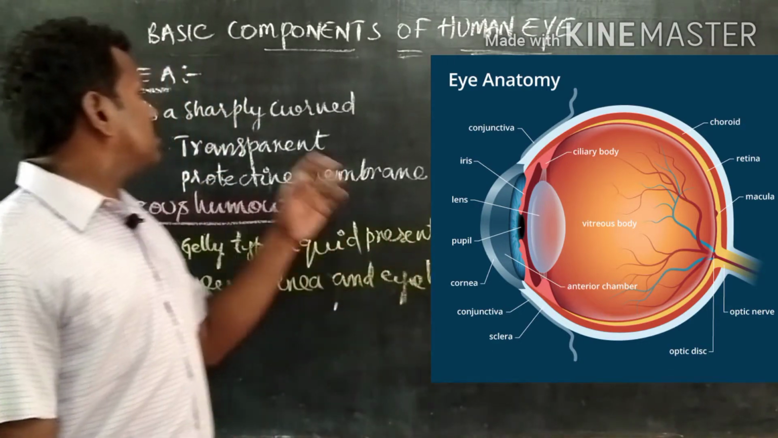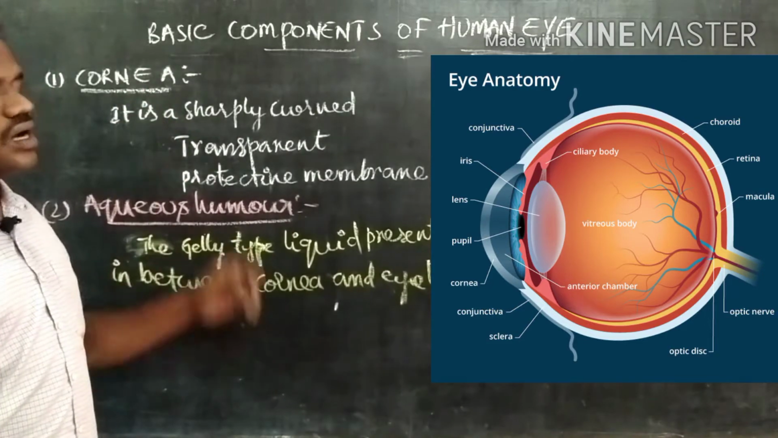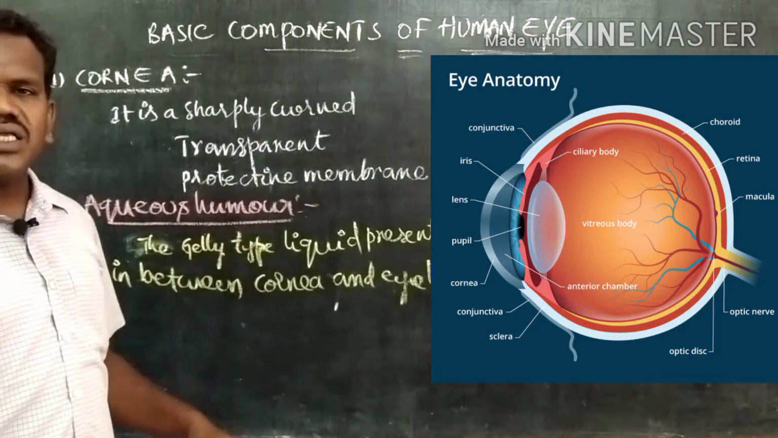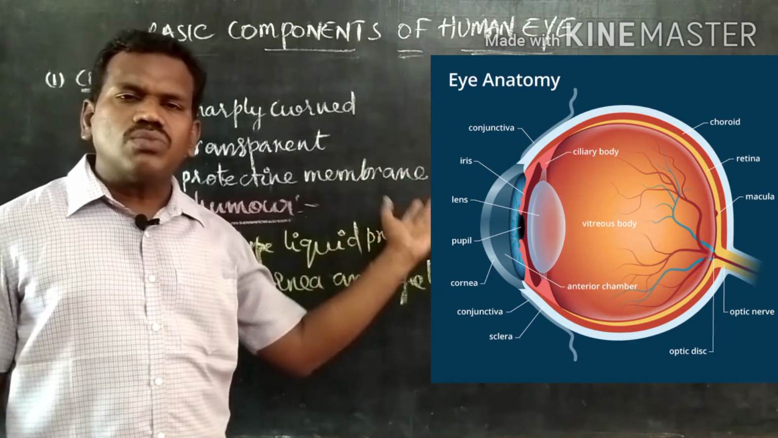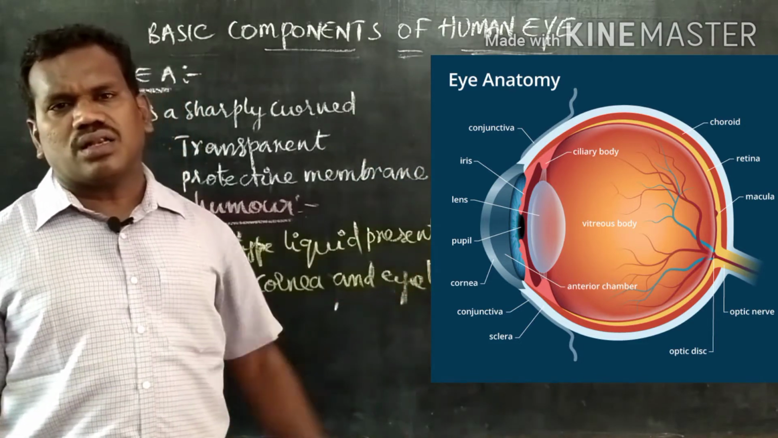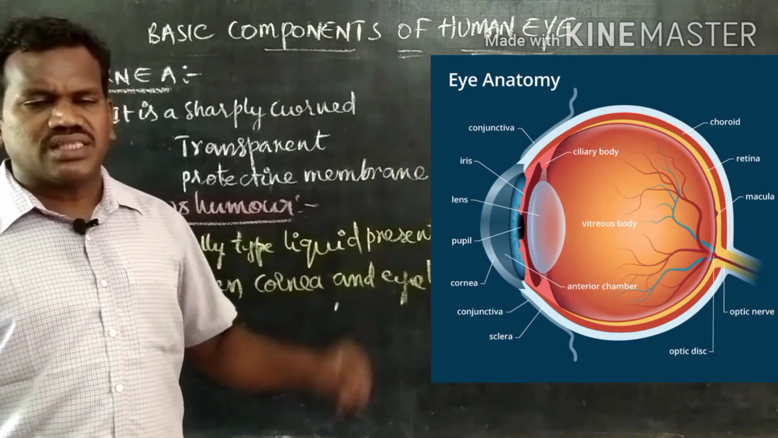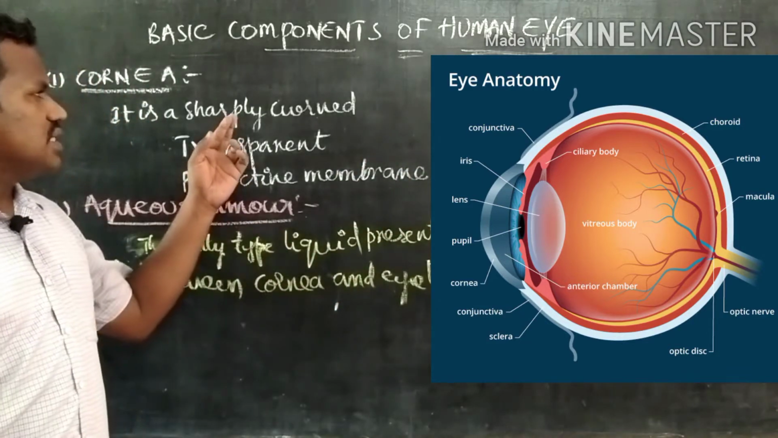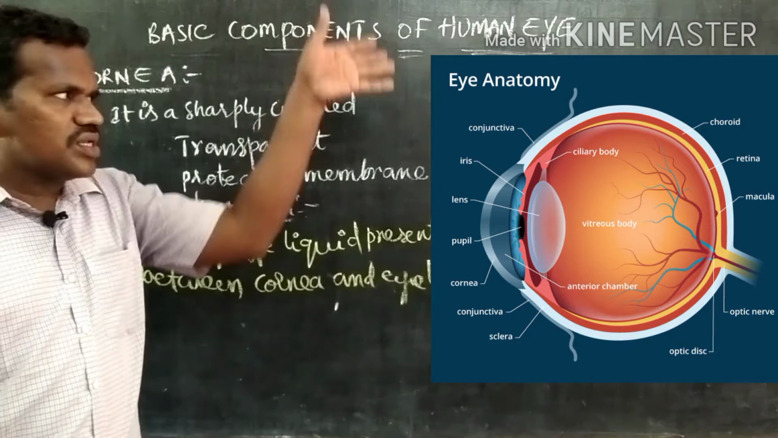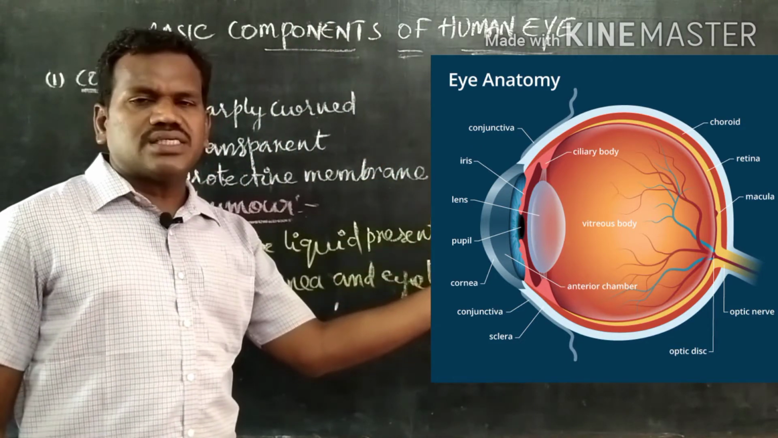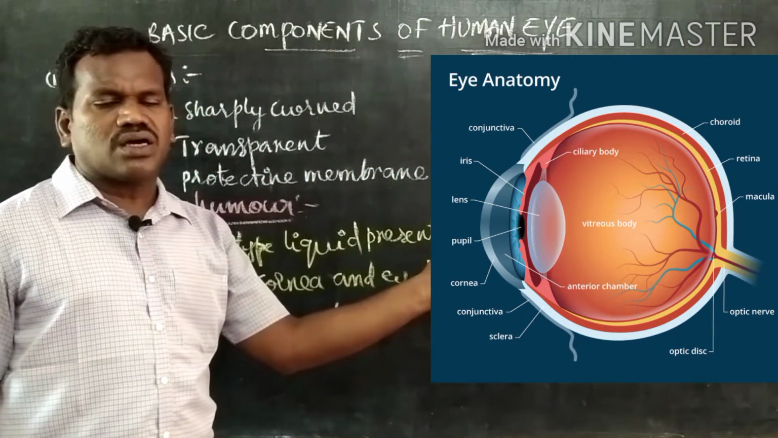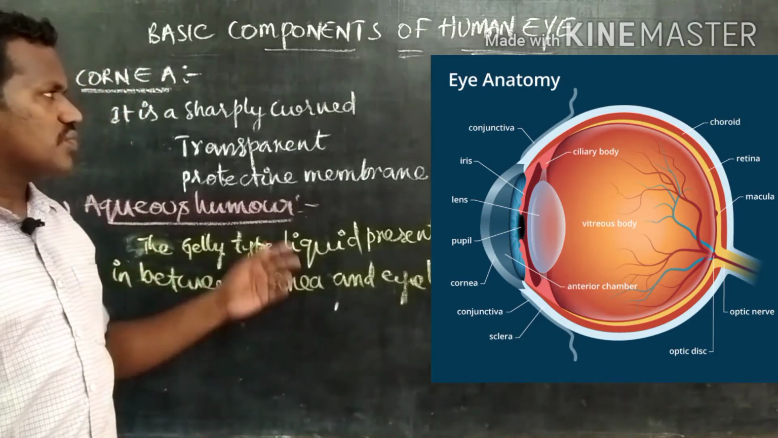See, the first part is the cornea. The cornea is the outermost part of the eyeball. The outermost part of the eyeball is nothing but the cornea. It is sharply curved. If you observe the figure, it is a sharply curved one.